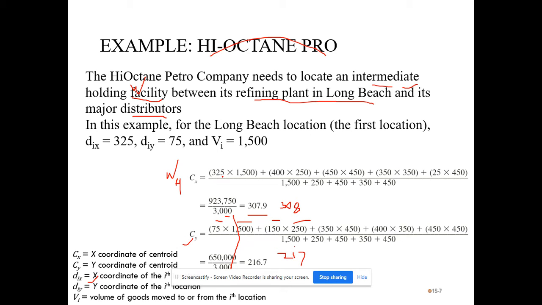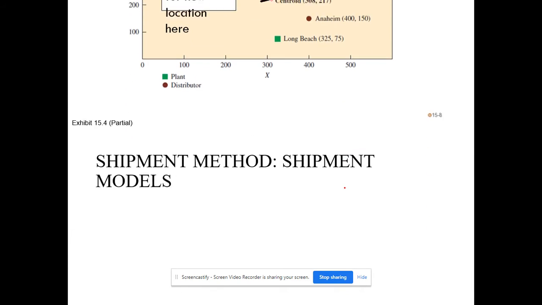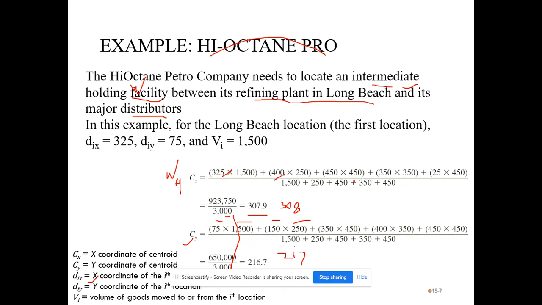And now you will ask me what is this 325, 400? And then you can easily see here. This is 325. This is 400. And this is 450, 350, and 25.